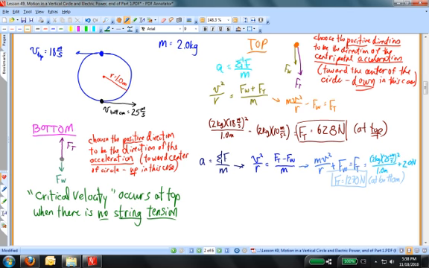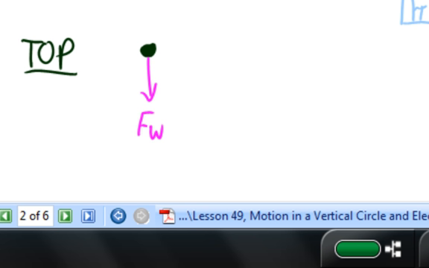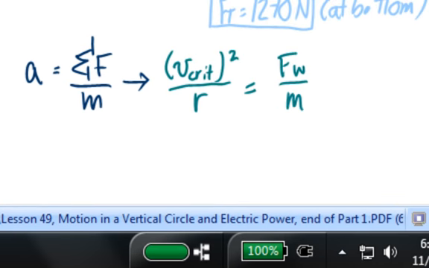So let's sketch a free body diagram up there. Let's take toward the center of the circle, the direction of the acceleration, as the positive direction. Then let's write Newton's second law. The acceleration is v squared over r, where v that we're looking for now is the critical velocity. The only force that's acting is in the positive direction. That's the object's weight.